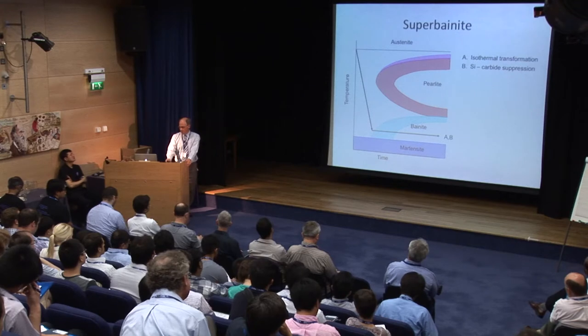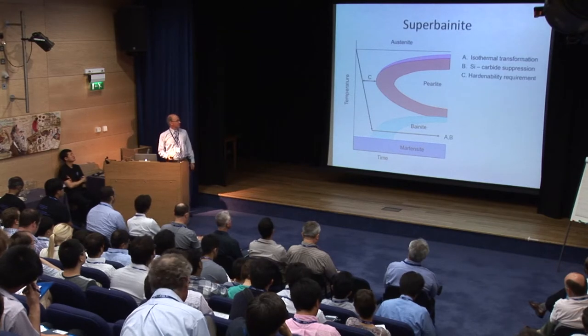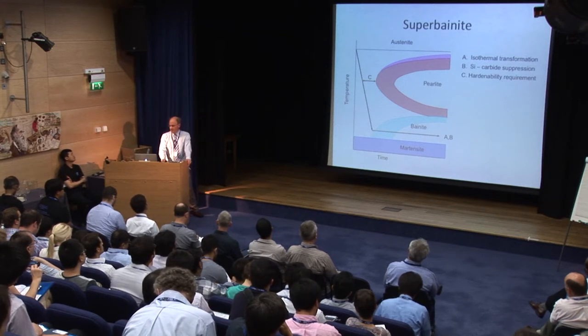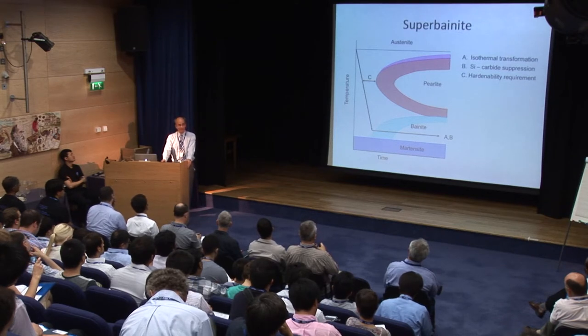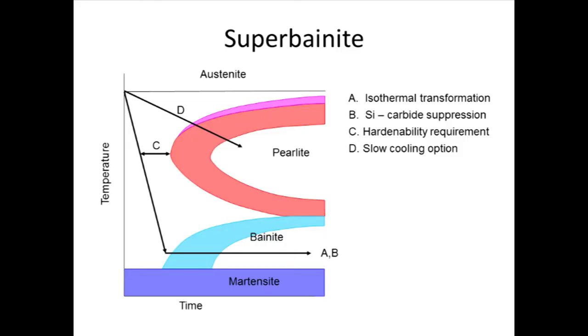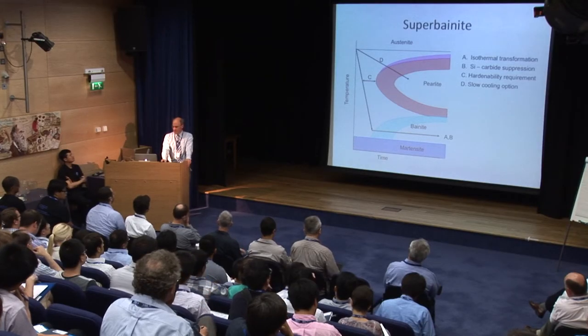Two other things that we can note from this diagram before we move on are that there is a hardenability requirement. If you want to produce the superbainite structure in a thick section, there has to be sufficient hardenability to get the whole of that nose before pearlite begins to form. And the last thing that can be noted from this diagram is that you also have the option of applying a slow cooling rate to the steel, and so you can still end up with a fully pearlitic structure which will be relatively soft and formable. Subsequently, that structure can then be treated to produce the superbainite structure.